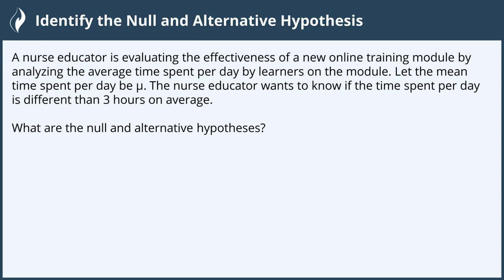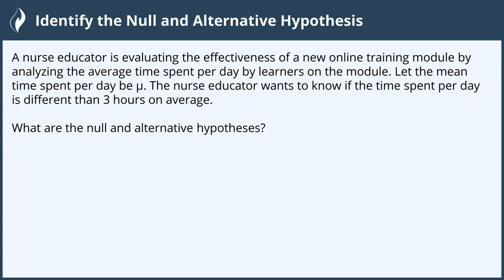A nurse educator is evaluating the effectiveness of a new online training module by analyzing the average time spent per day by learners on the module. Let the mean time spent per day be mu. The nurse educator wants to know if the time spent per day is different than 3 hours on average. What are the null and alternative hypotheses?